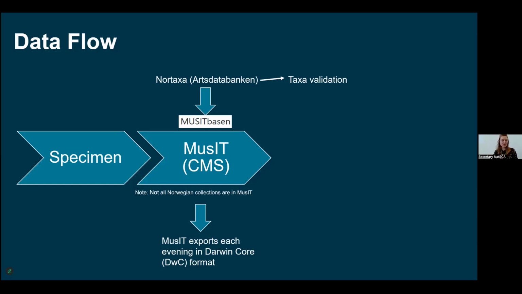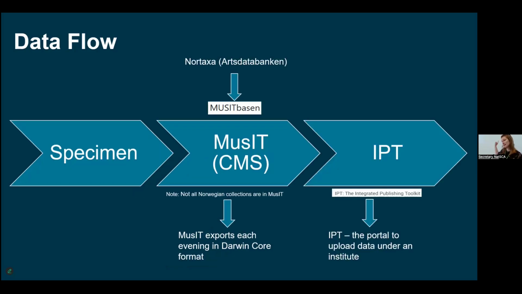So when we upload it, it actually automatically is sent to the integrated publishing toolkit from GBIF. However, if you're sitting here and you're thinking, actually, we don't have a collection management system, we only have an Excel spreadsheet, that is not a problem because you can skip the middle step and go directly to the IPT. So if you have a lot of data sitting on your laptop that you want to get out there, not a problem at all.